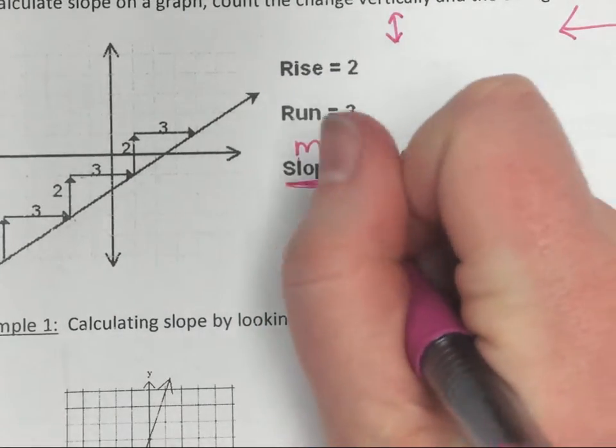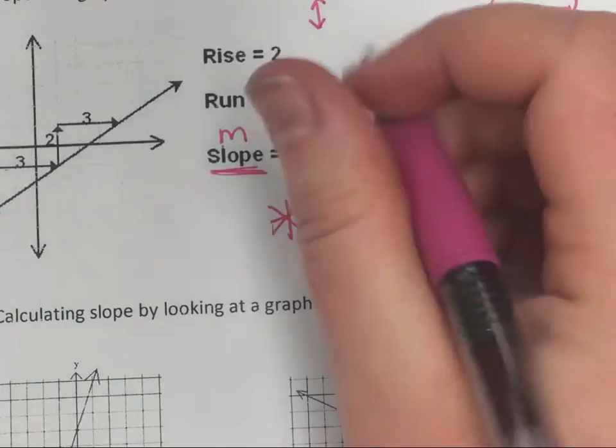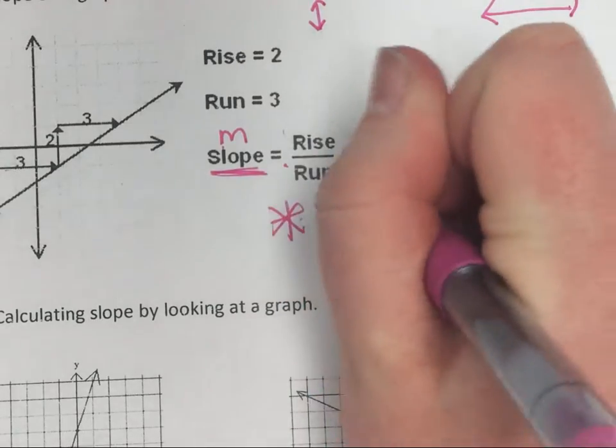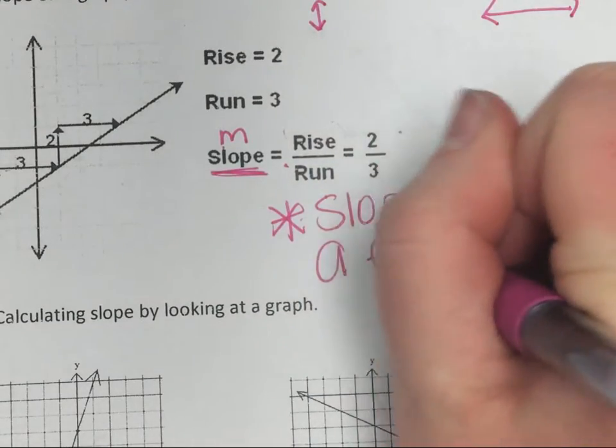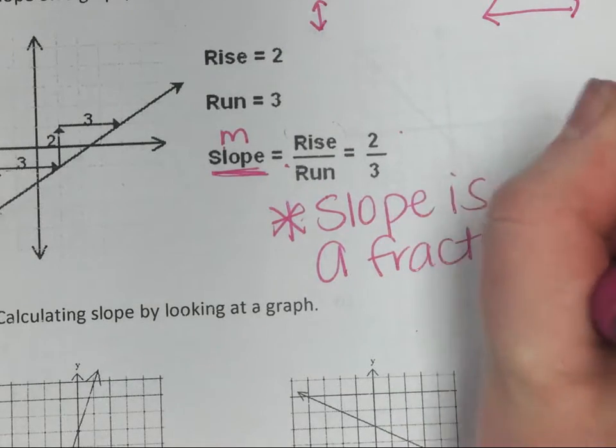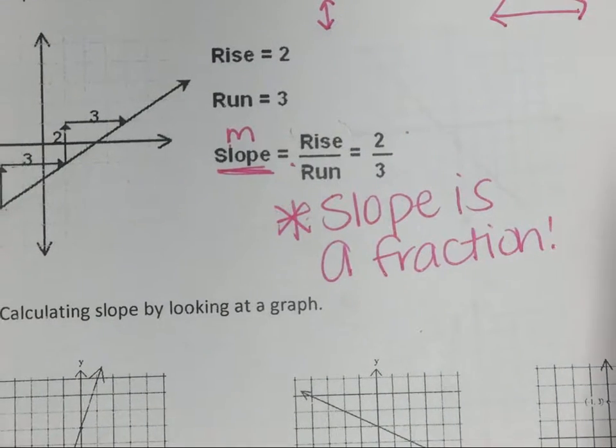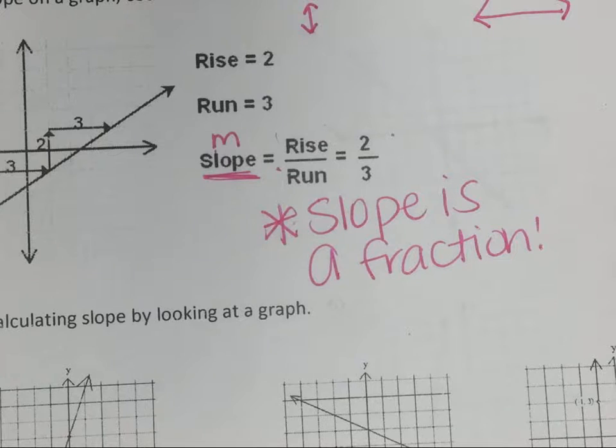So we're going to write a little note right here. Guys, slope is a fraction. Write this down. Slope is a fraction, okay? We want to remember that. The only time we're going to write a slope that's not a fraction is if it's like 3.